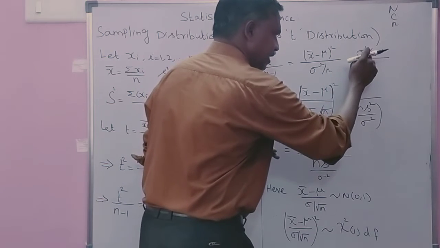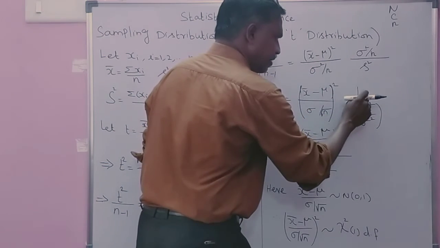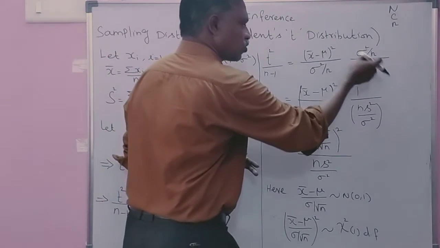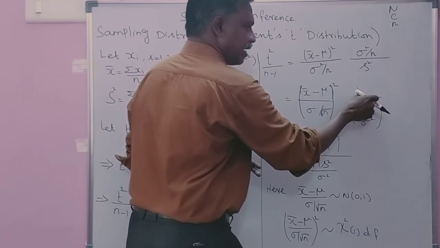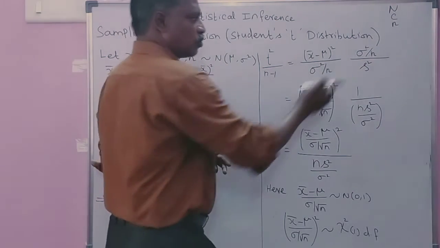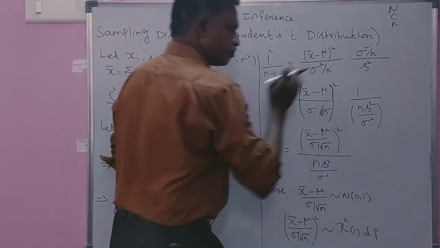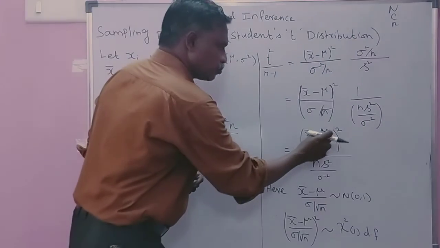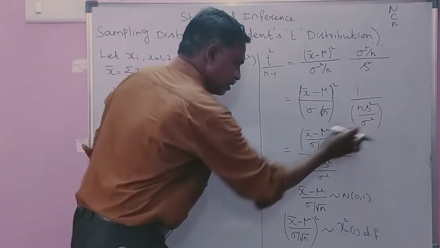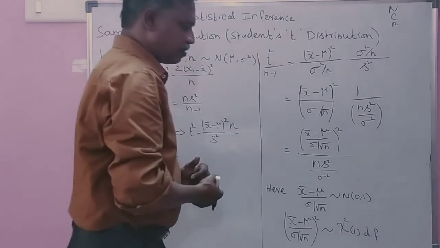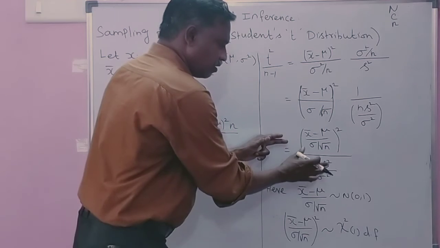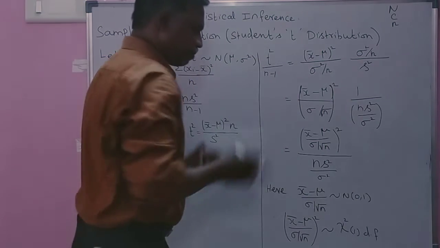This can be written in reciprocal form as 1 divided by n into s square by sigma square. If you take this, sigma square will be on the numerator side and n will be here in the denominator. Again this will give this form. So this can be written in this form. Now x bar minus mu divided by sigma by root n, whole divided by, I write here, n into s square divided by sigma square. So this is the value we obtained for T square by n minus 1.